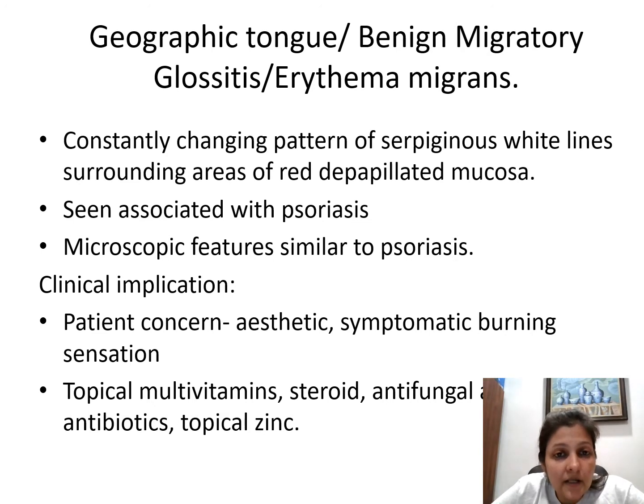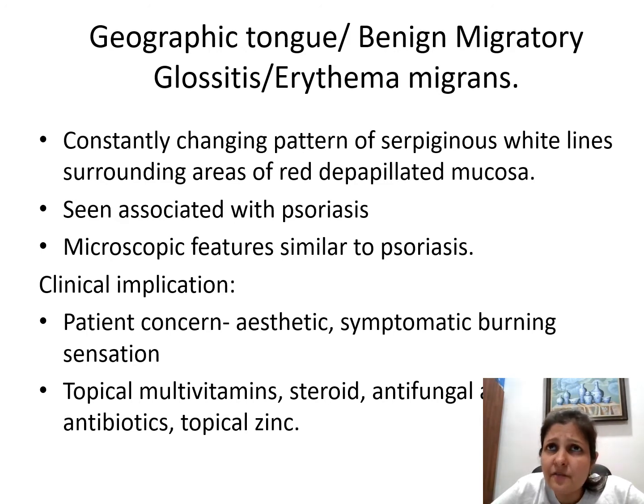The clinical implication again for a geographic tongue is that the majority of the time they go unnoticed. But at times it's important to understand that the patient might be concerned with the aesthetics of the appearance of the tongue, or on rare occasions it could be symptomatic. And when symptomatic, the most common symptom that the patient would complain of would be a burning sensation of the tongue and not being able to tolerate very spicy or pungent foods.